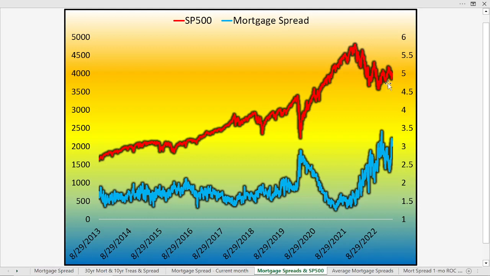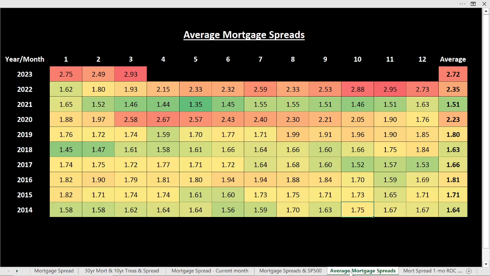Now we see stock markets wavering and mortgage spreads are once again rising to the upside. Now, take a look at these actual figures. These represent the average mortgage spreads per month and per year. The numbers across the top, 1 through 12, represent the months, January through December, and then we have an average of the entire year. And then we have this broken down by year.